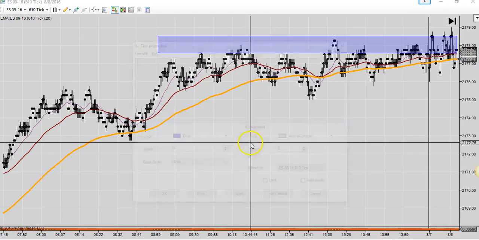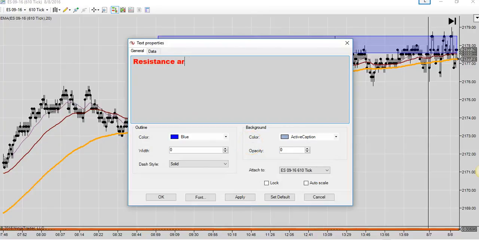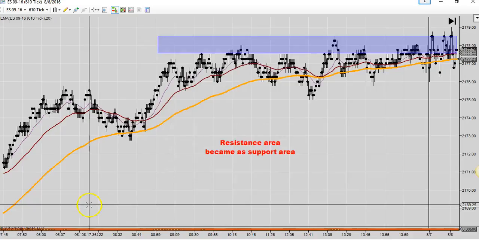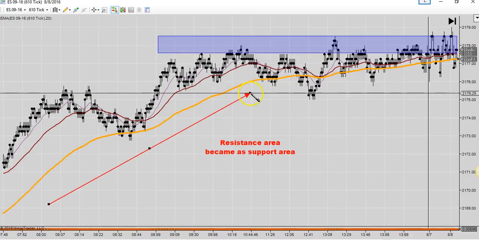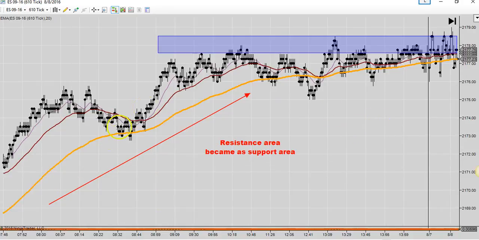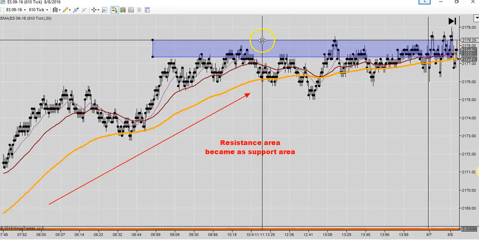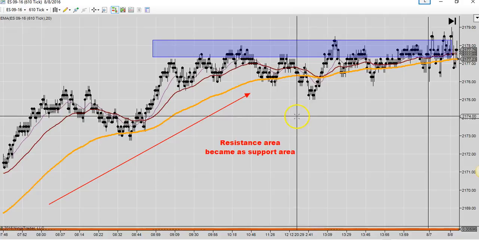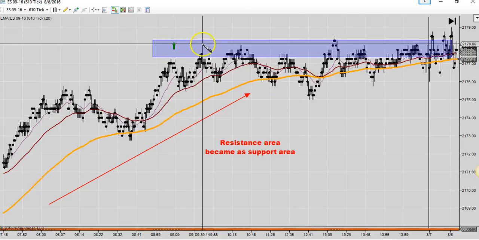And the same exact thing here, the resistance area became a support area. So how does this work? So resistance areas are always usually at the top of an upward trend. It doesn't have to be a huge trend, but it certainly has to be moving upward, right? Because we're hitting a ceiling. So look what happens here. Look at the amount of pivots that it starts.